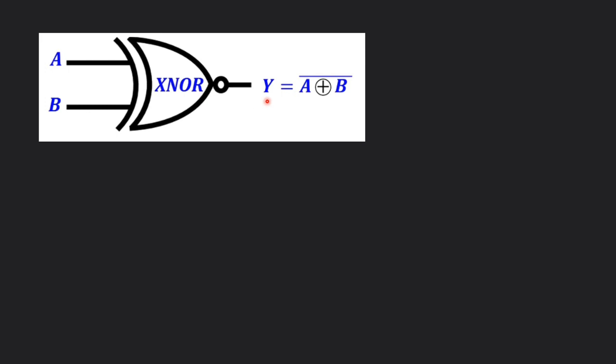This figure indicates the symbolic representation of the XNOR gate. In the XNOR gate, there are two inputs, one is A and the second one is B, and the output is Y. Y is equal to A plus B bar.